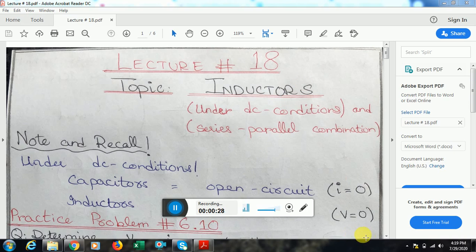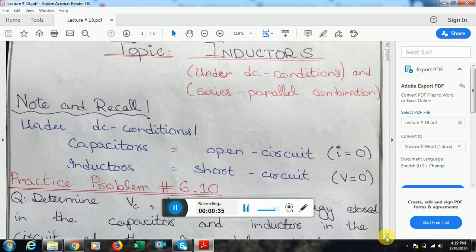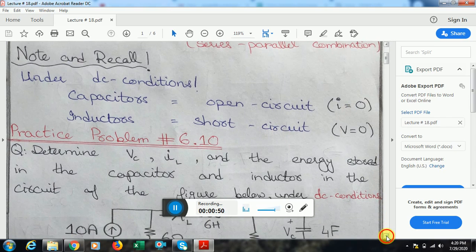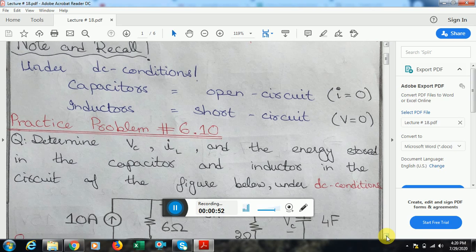Before moving on to solving some problems, I would like you to please recall that under DC conditions a capacitor is replaced by an open circuit because current through the capacitor is zero, because there is no variation in the voltage, and under DC conditions an inductor is replaced by a short circuit because the current is constant, so there is no voltage across the inductor.